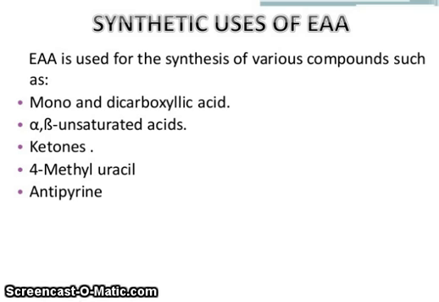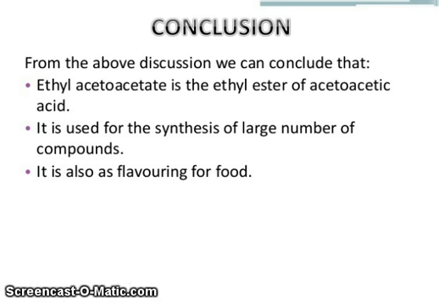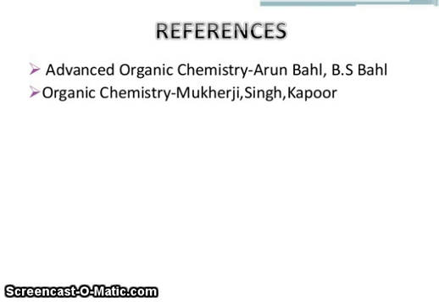Now, synthetic uses of ethyl acetoacetate. Ethyl acetoacetate is used for the synthesis of various compounds such as mono and dicarboxylic acids, alpha, beta unsaturated acids, ketones, methyl uracil, and antipyrine. From the above discussion, we can conclude that ethyl acetoacetate is the ethyl ester of acetoacetic acid. It is used for the synthesis of a large number of compounds. This is the reference: Organic Chemistry, Mukherjee, Singh, Kapoor.